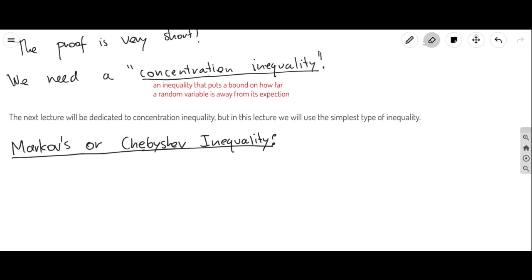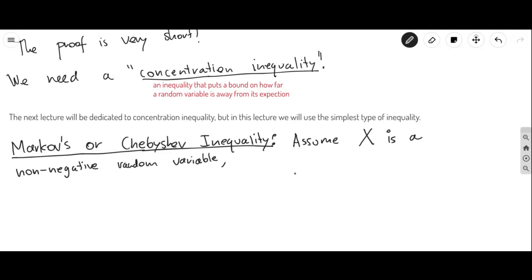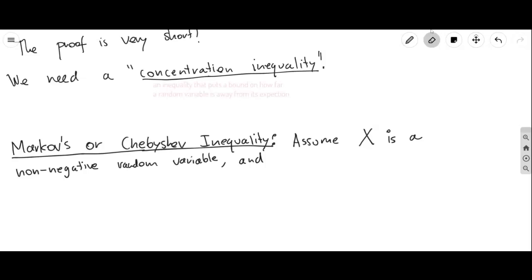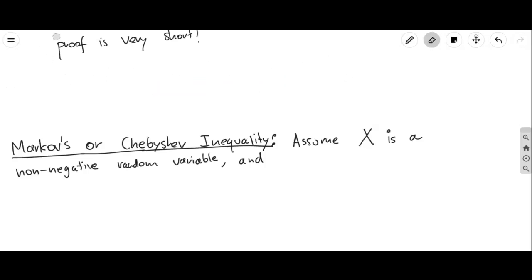So what does the inequality say? And also, it might depend on the author; maybe some people call it Chebyshev inequality. But here's what the inequality says. It says that assume x is a non-negative random variable and we have an arbitrary cutoff point. Let me draw a picture first. So this is, as we said, the simplest type of concentration inequality that we have. So here's a picture.